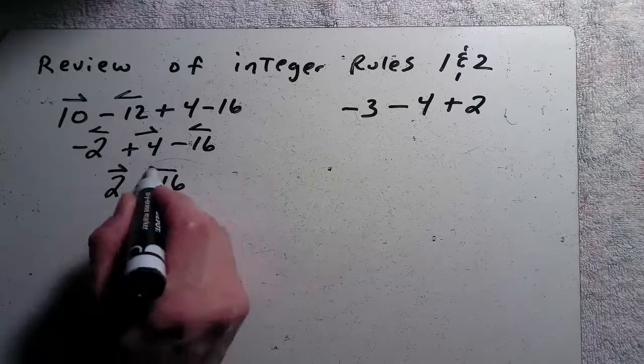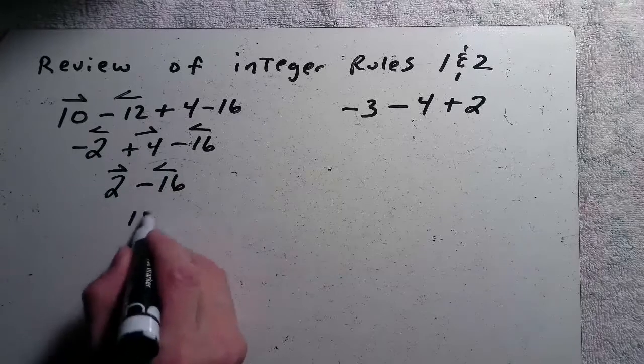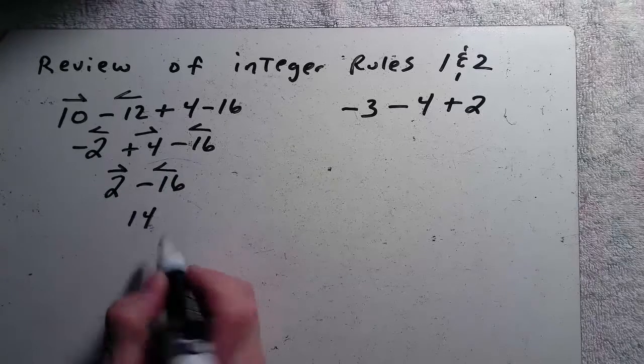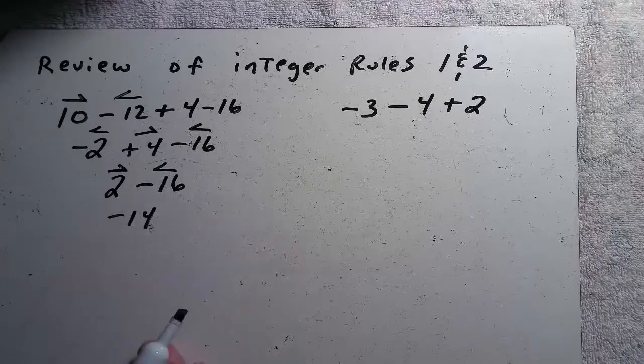Positives point right. Subtractions point left. Again, rule 2. 16 minus 2 is 14. Keep the sign from the larger integer. In this case, it's the 16. It's sharing a minus sign. Our final answer is negative 14.